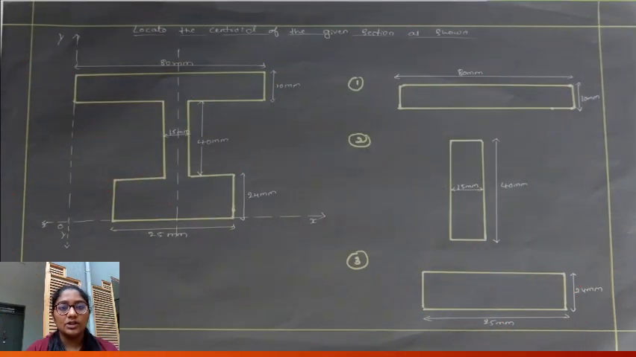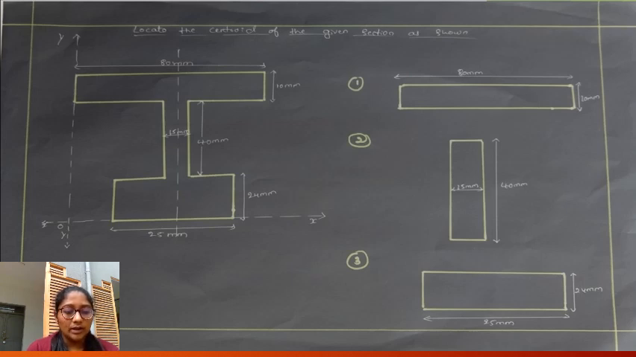Our first question is: locate the centroid of the given section as shown. Here our figure is given as an I section. The first step is, if they have not given the reference x and y axis, generally the leftmost figure is considered as the y axis and the bottommost figure is considered as the x axis.